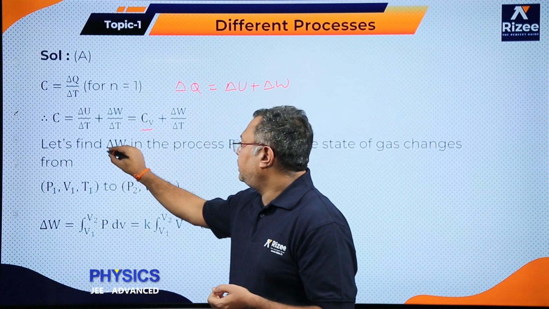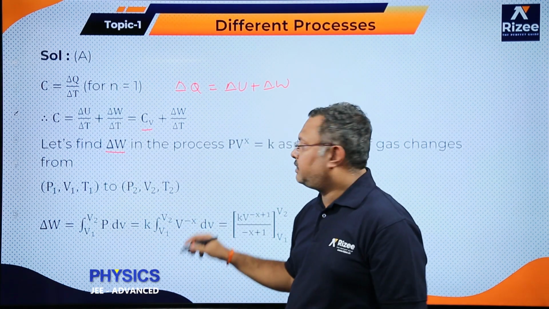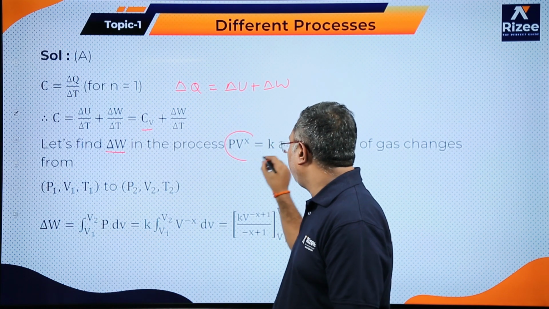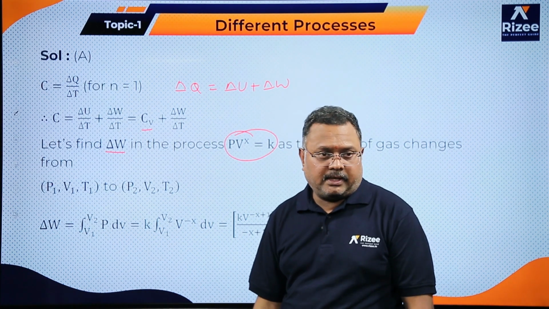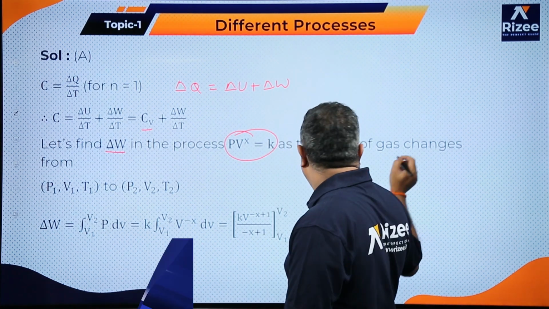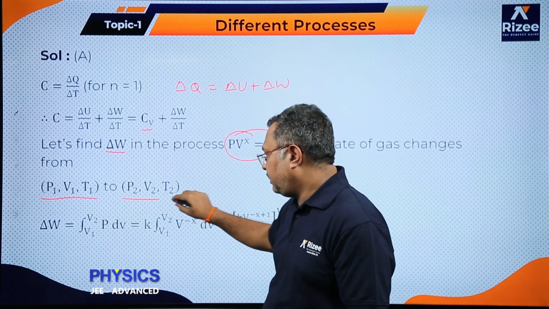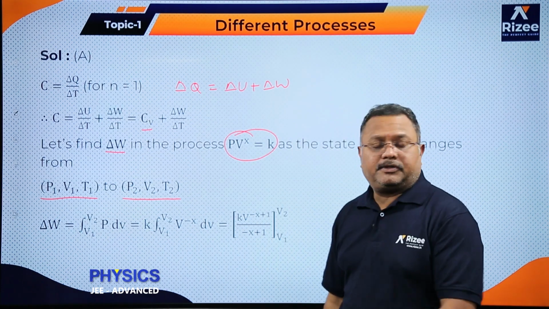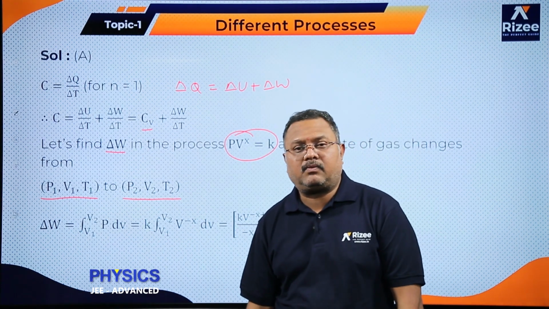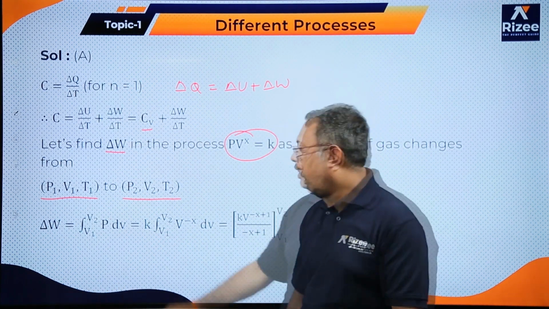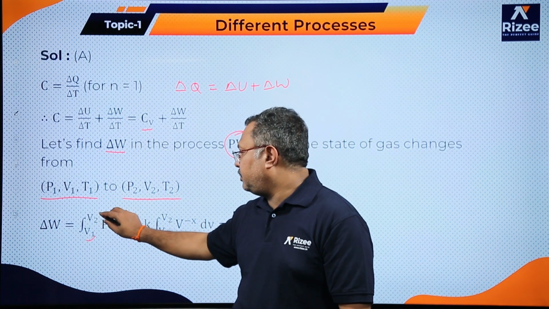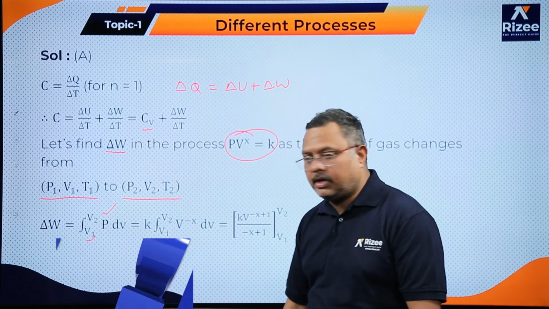Next one, the work done per unit mole per unit rise in temperature. So for this one, let us find out the work done. He has given the process PV^x = constant. Suppose for example, let us consider that pressure and volume are changing from initial values to the final values P2, V2 and T2. So substitute in the work done. As we know, work done is equal to the integral of P dV, where the initial volume V1 changes to the final volume V2.